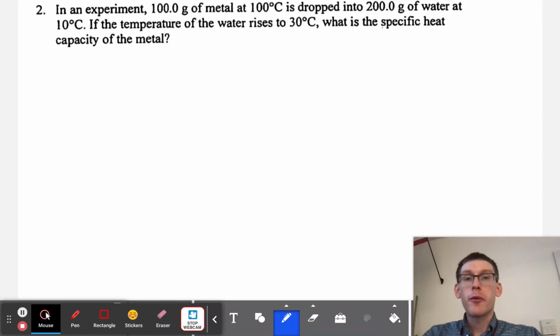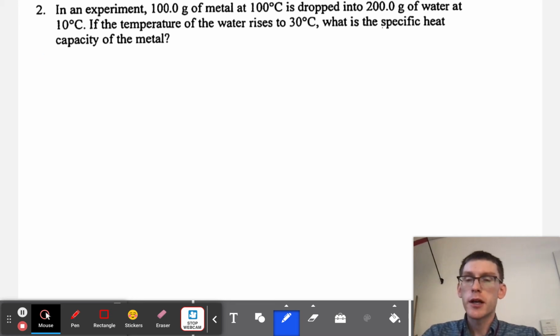In this video, I'm going to walk through a heat transfer problem. So if we read this problem, we can see that there is some metal that is hot and it is dropped into water that is colder. And so based on the fact that we have two substances, one is hot, one is cold, that's how we know that we have a heat transfer problem on hand. And there's going to be a lot of information here.